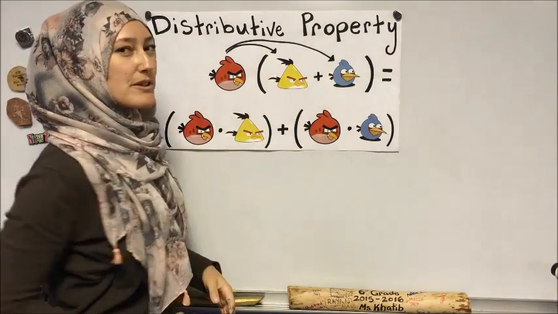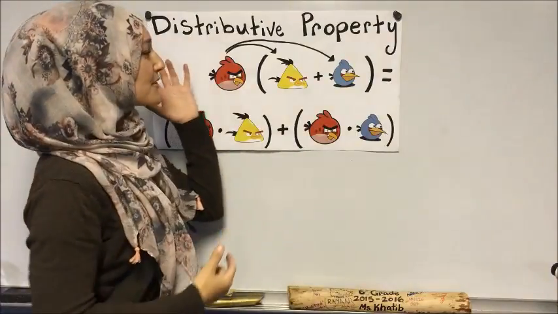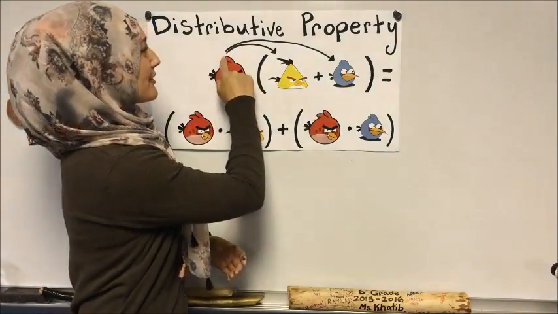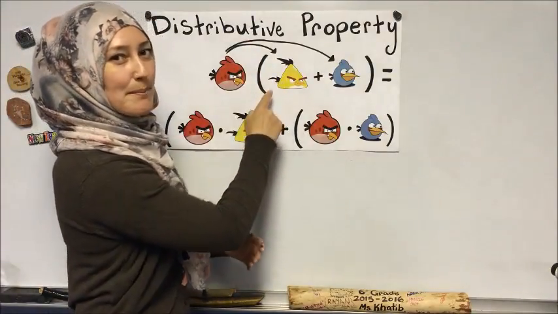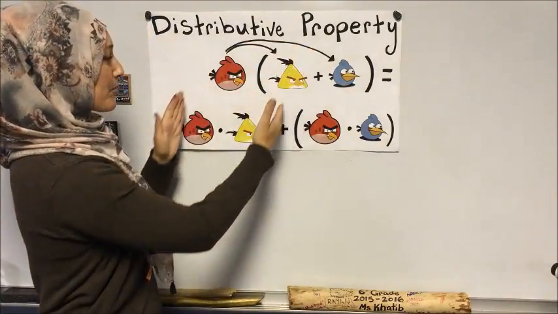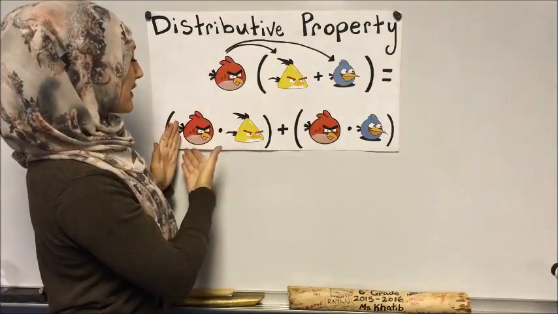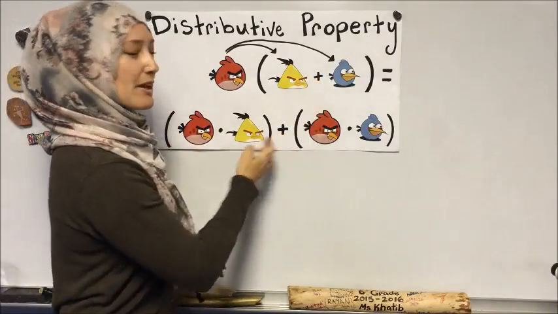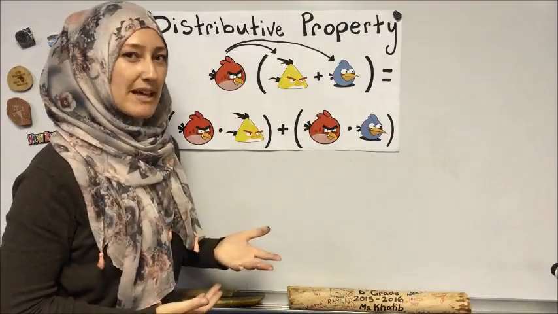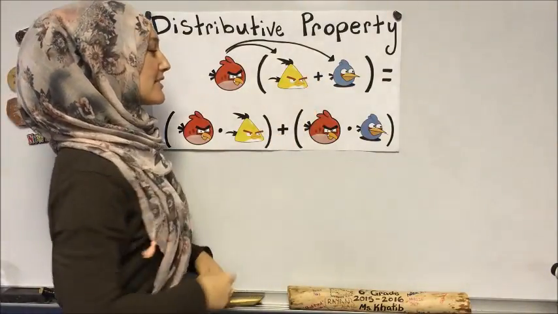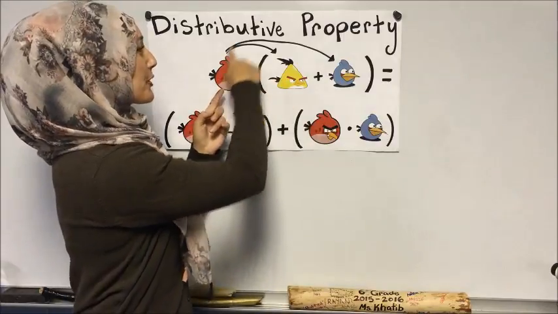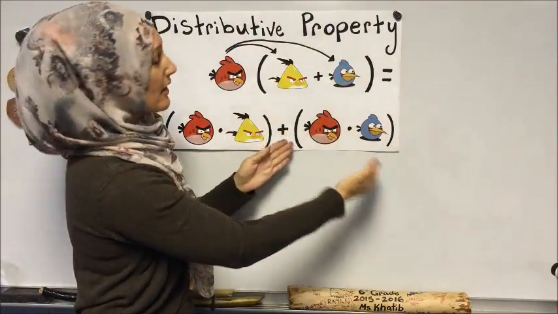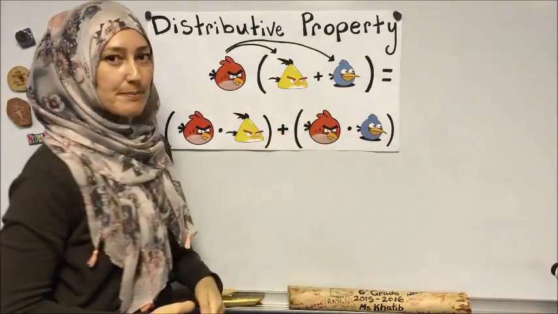They tell us that you're going to multiply. So to get a visual idea of this, if we have Angry Bird and you're going to multiply him by the yellow bird, you end up with this first grouping. So you have Angry Bird times the yellow bird. Then you drop down your operation because you want to keep that consistent. So you have your addition sign. And then you have Angry Bird times the blue guy. And you have your second grouping of Angry Bird times the blue guy.